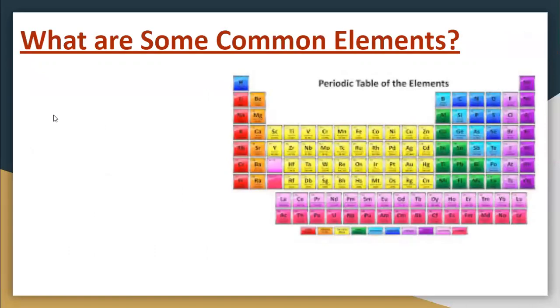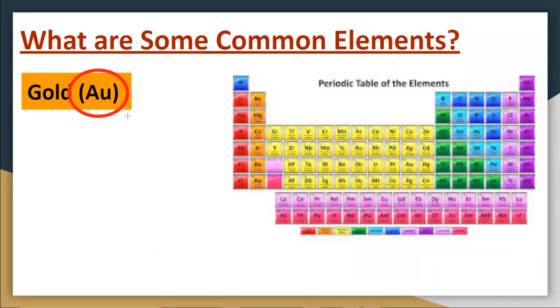What are some common elements? So let's talk about some pure elements that have only one type of atom. So gold, and by the way, the little symbols here, that is the symbol on the periodic table for that element. So Au is the symbol for gold. You'll get familiar with some of these as we go. So gold is an element.